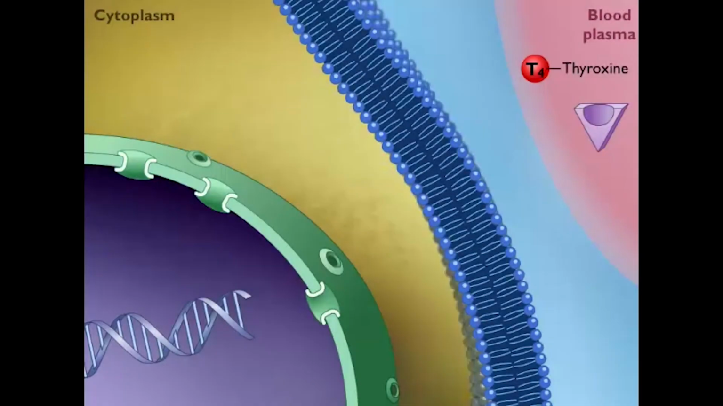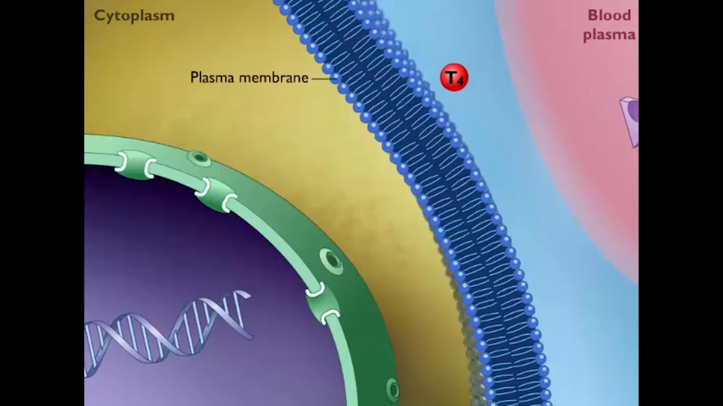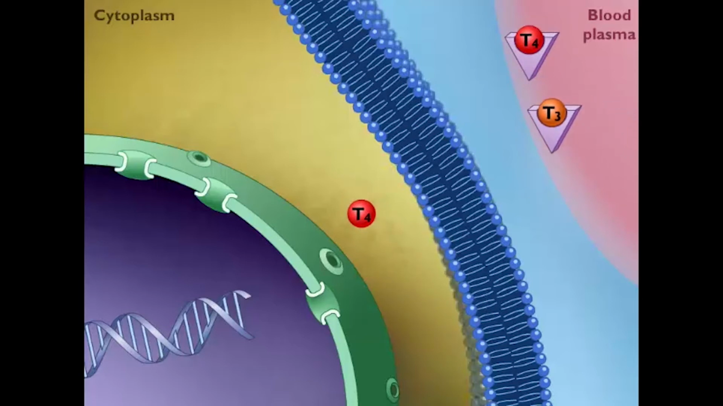Thyroxine is a water-insoluble hormone that is brought to the target cell via a protein carrier. Because it is lipophilic, thyroxine can easily pass through the cell membrane. Thyroxine contains 4 iodines and is often abbreviated T4, tetraiodothyronine. The thyroid gland also secretes smaller amounts of a similar molecule that has only 3 iodines, called triiodothyronine, T3.